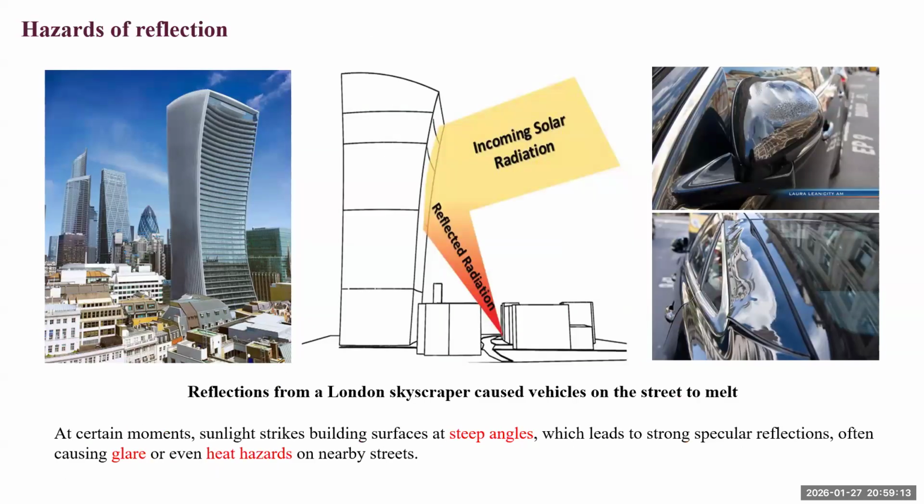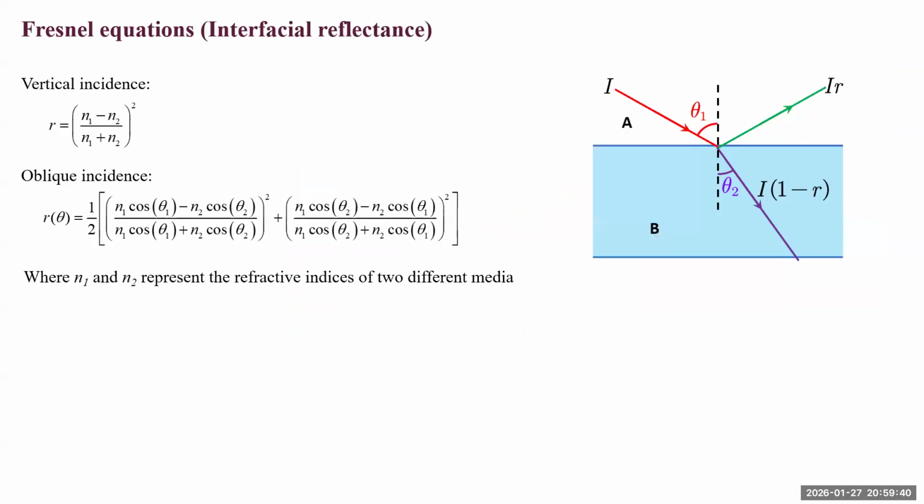As shown in the figures, the reflections from a London skyscraper caused vehicles on the street to melt. At certain moments, sunlight strikes the building surface at steep angles, which leads to strong specular reflections, often causing glare or even heat hazards on nearby streets. So sometimes we need to avoid high reflectance. To better control the reflectance, we need to know how to calculate it.